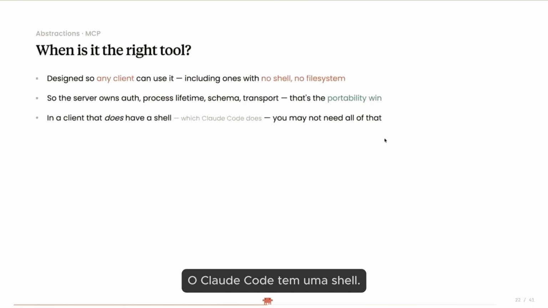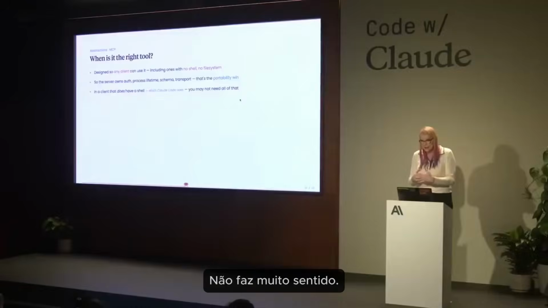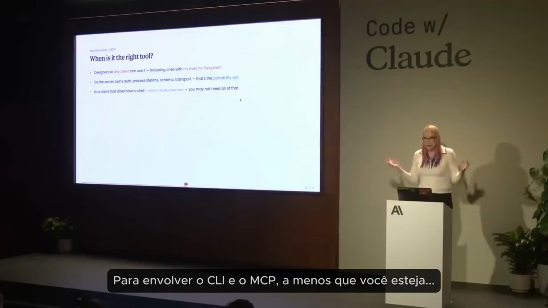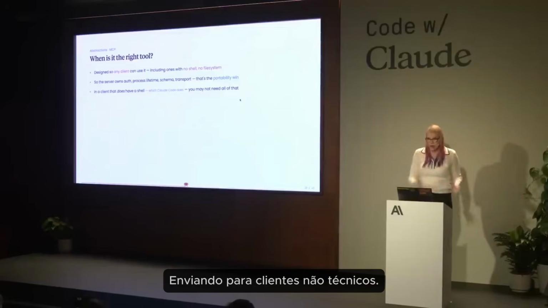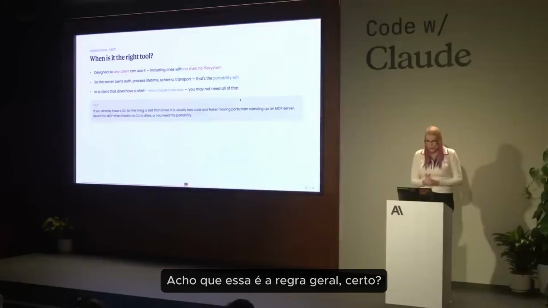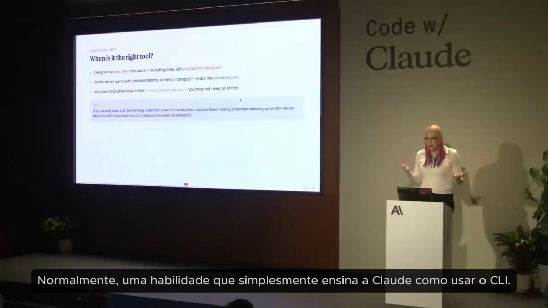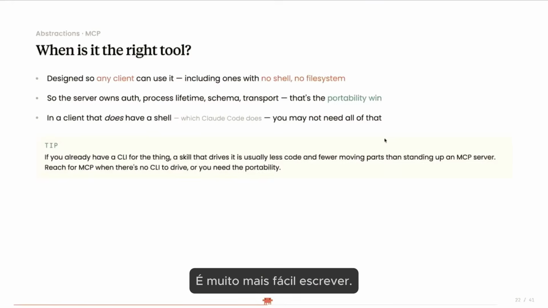I said this about all the properties, but it assumes that it doesn't have a shell. Claude Code does have a shell, right? So if you already have a CLI, it doesn't make a whole lot of sense to wrap that CLI in MCP unless you're shipping it to non-technical customers. I think that's kind of the rule of thumb, right? Usually a skill that just tells Claude how to use the CLI is much easier to write up.